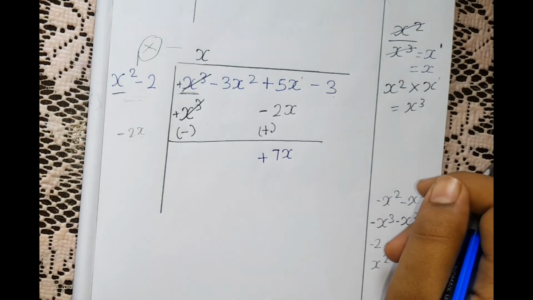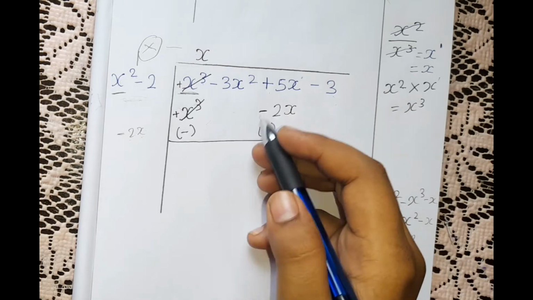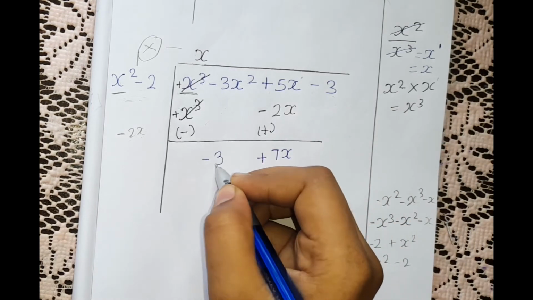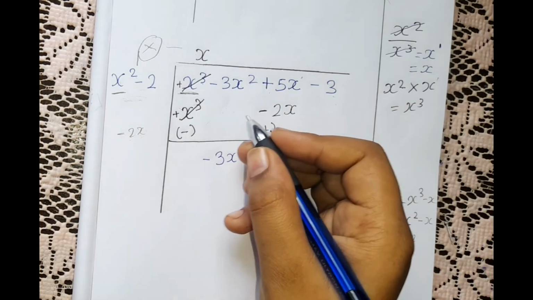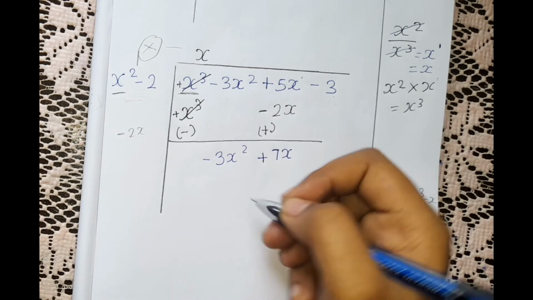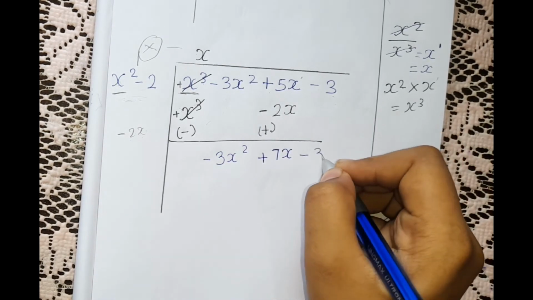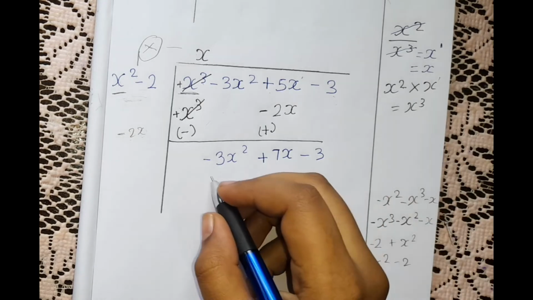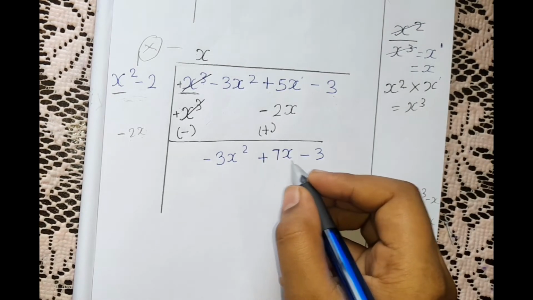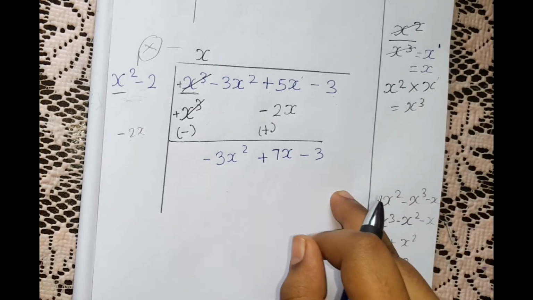Now what I am going to do is, I am going to be taking this minus 3x down right over here. Why? Because here it's sitting simply. So I am taking it right over here. I am taking this minus 3 also. So I took minus 3x square and plus 7x and minus 3. So we got this value.